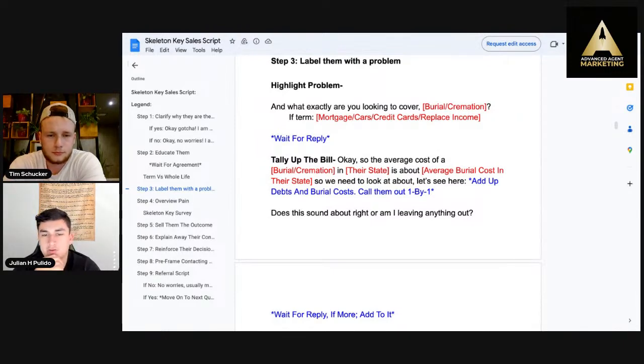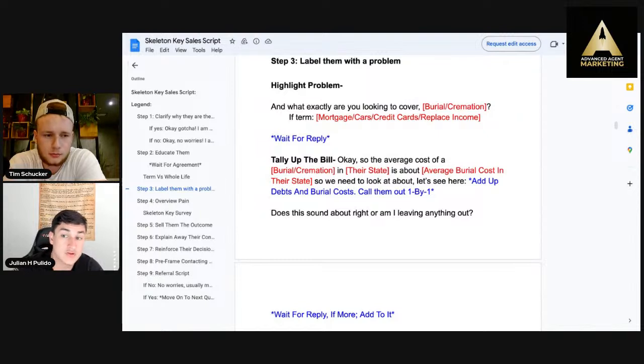Okay. So the average burial, and guys, quick side note, I like to Google these or understand the average of where your states are, where you're selling, just so you sound and look like a G. So the average cost of a burial in the state of Georgia is, let's say, $10,111. And let's see, is there anything else that I'm leaving out here? Does this sound about right, or am I leaving anything out? What do you mean leaving anything out?